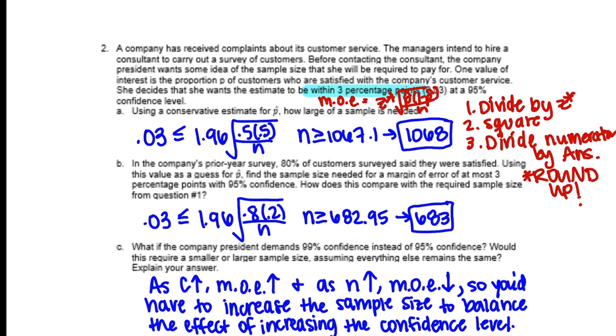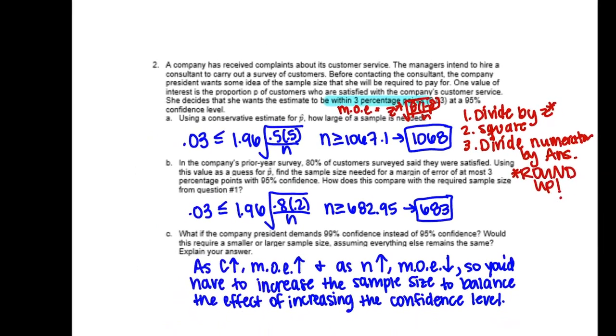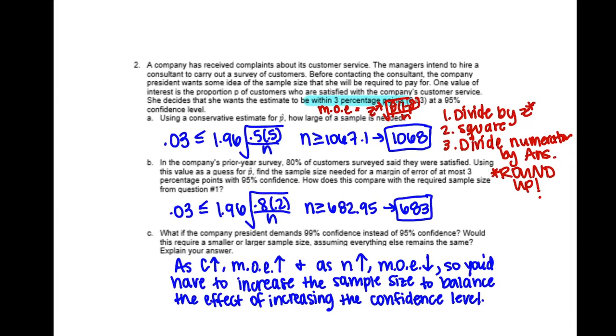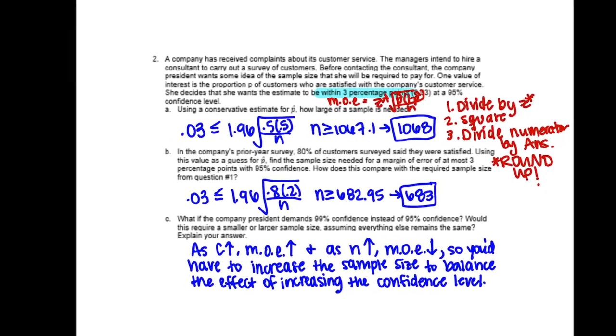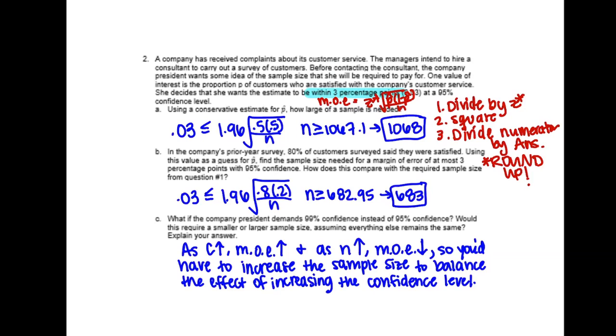And we see how we call it conservative because we got a larger sample size required when we use 0.5 than when we use 0.8. So it's more conservative to ask more people. You're being more cautious that way. Check out the answer to C. Make sure you got it.